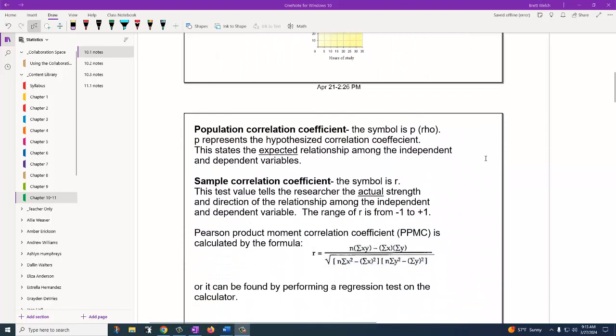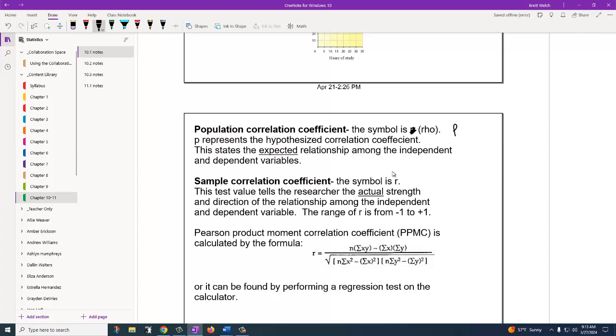There are two different statistics that we're going to work off of. The first is the population correlation coefficient. Remember, for our population values, we use Greek letters. It looks like a P, but really it's the Greek letter rho, which looks more like that. The Greek letter rho is going to represent the hypothesized correlation coefficient, and what we expect the relationship to be amongst those variables. And this is just how strongly they are related by a linear relationship.